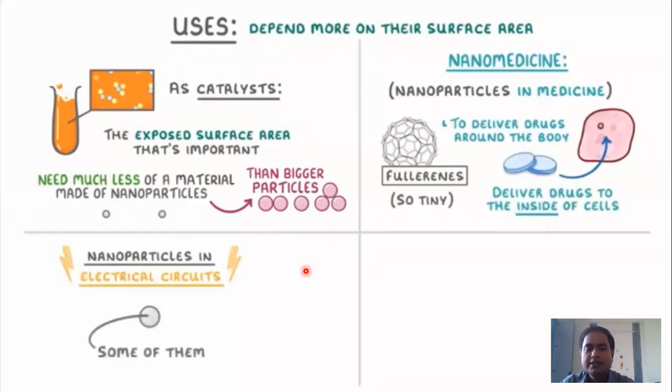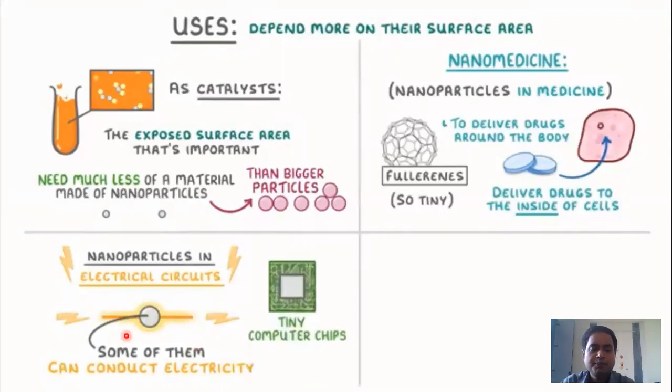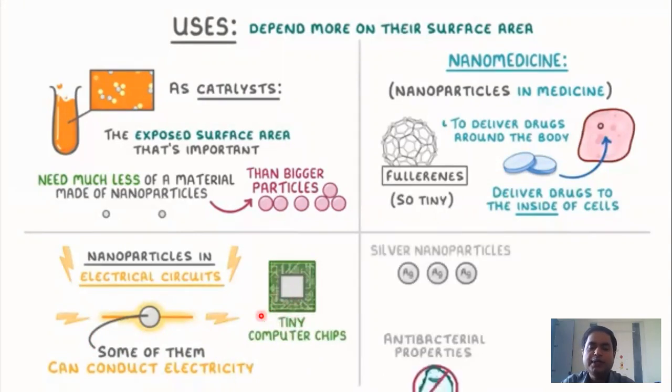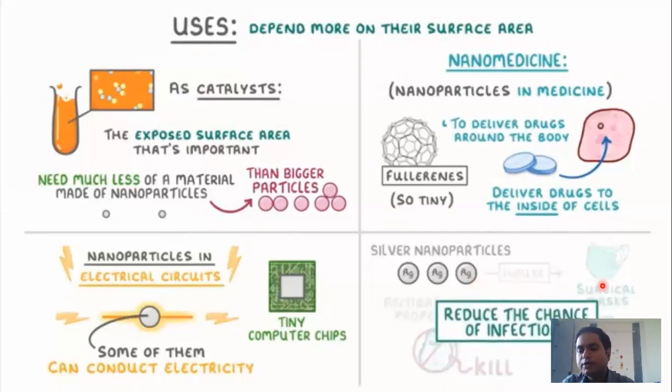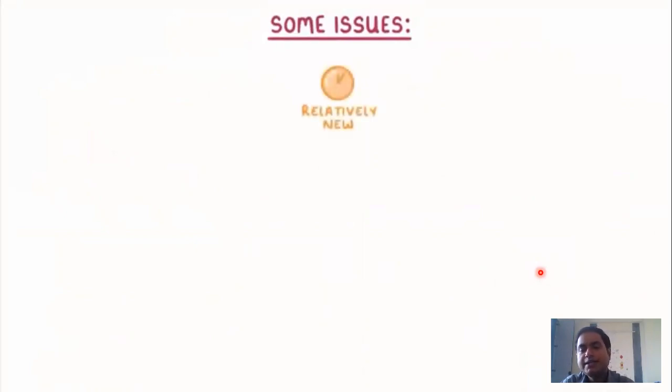Nanoparticles are also used for the development of electrical circuits. Some of them can conduct electricity, so they are also used to develop tiny computer chips. Silver nanoparticles have antibacterial properties, so they are used in the development of surgical masks and skin ointments for their wound healing property. So there are several applications of nanoparticles in drug discovery as well as the drug delivery process.